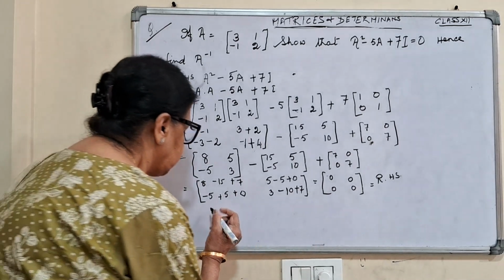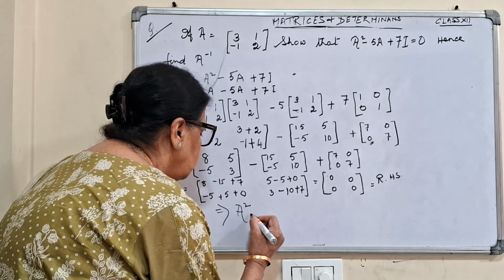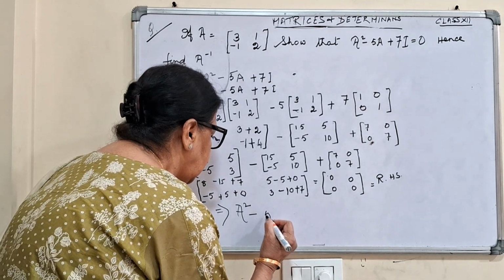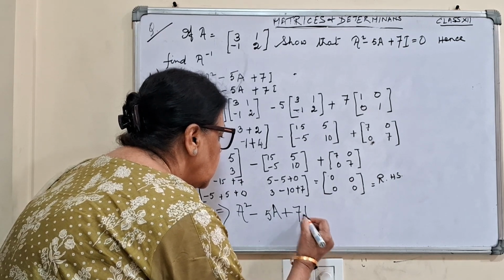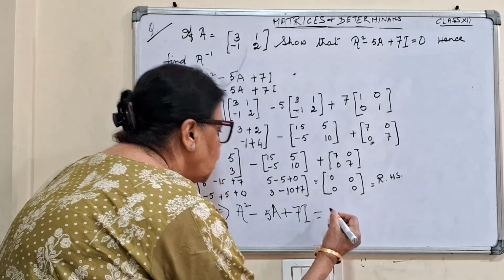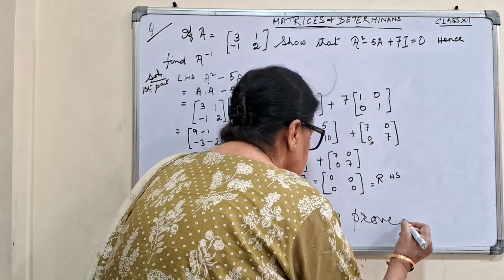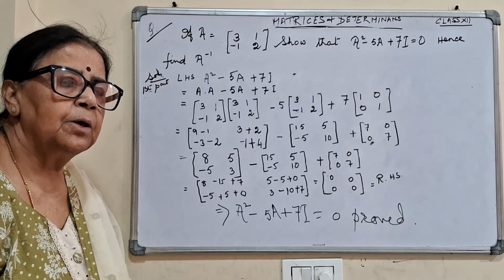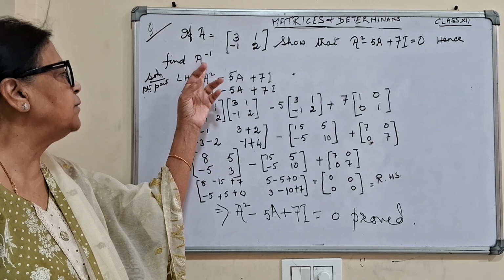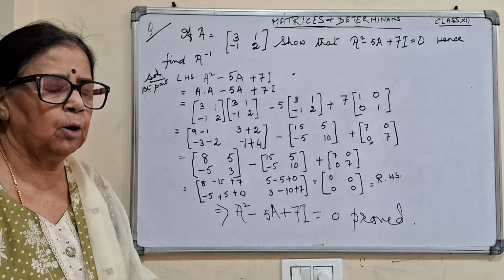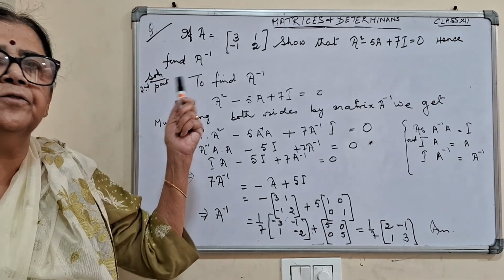Implies A square minus 5A plus 7I is equal to 0. Proved. Okay, so the next part will be A inverse. We will be doing that now. What is that? To find A inverse.